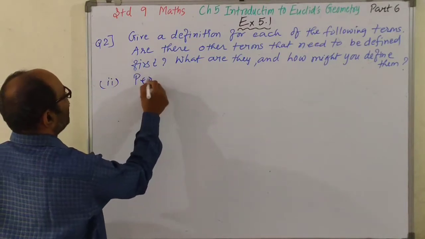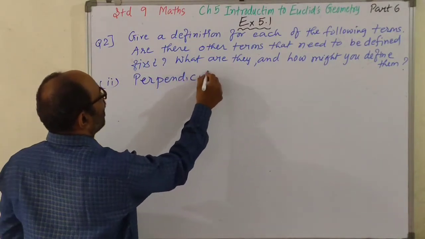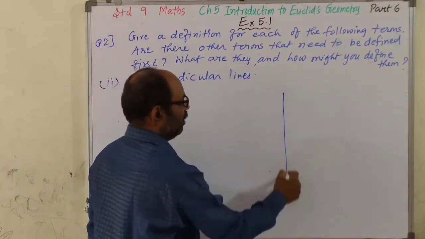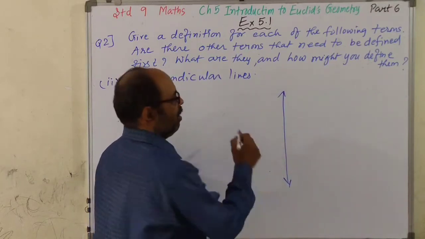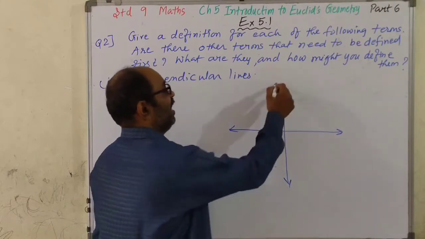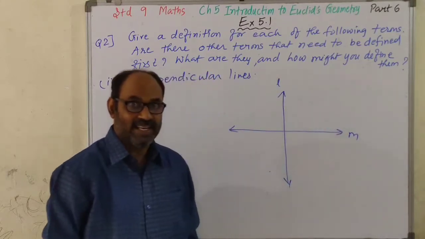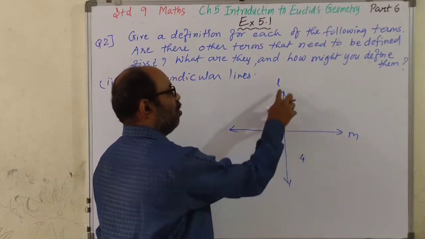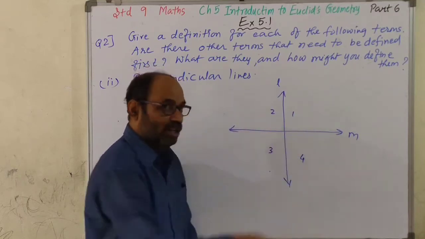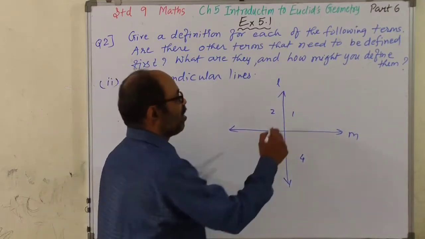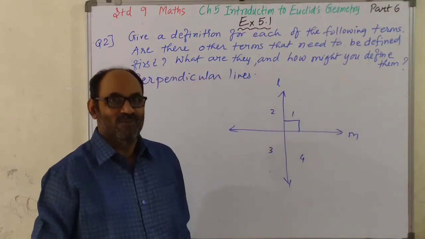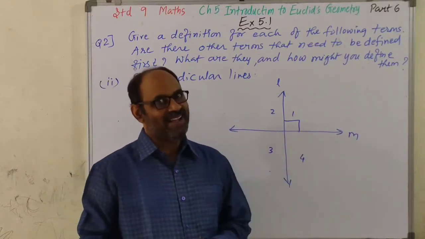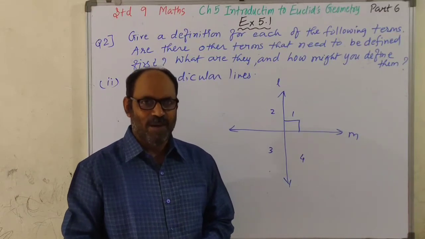Second, you have to define perpendicular lines. चलिए. Here, one line and other line, they are intersecting. Line L and M are intersecting. When they intersect, angle number 1, angle number 2, angle number 3 and angle number 4 are formed. If one of the angles is a right angle, then these two lines are called perpendicular lines.